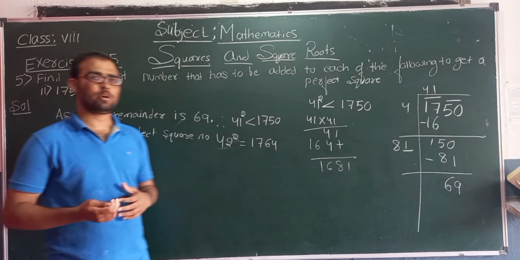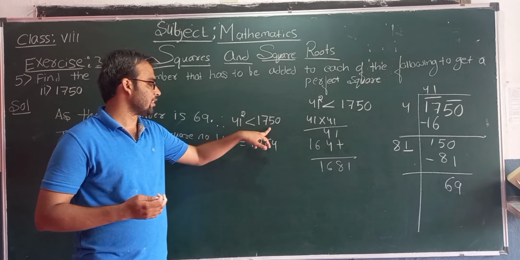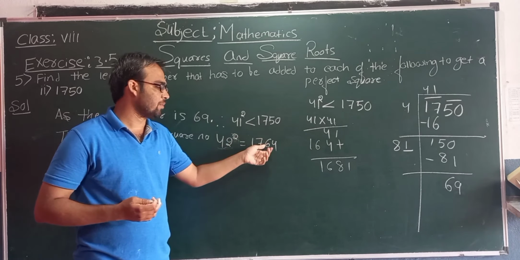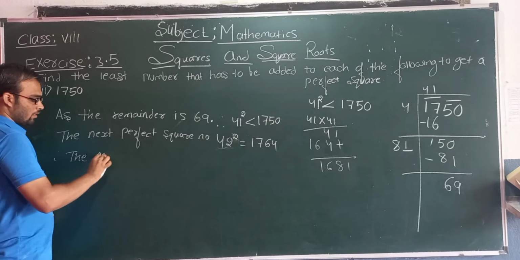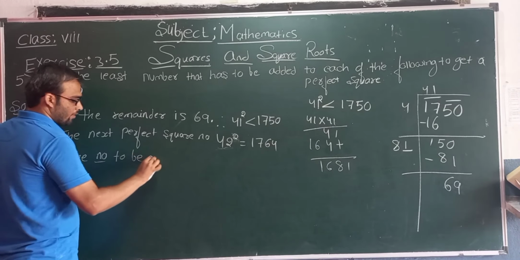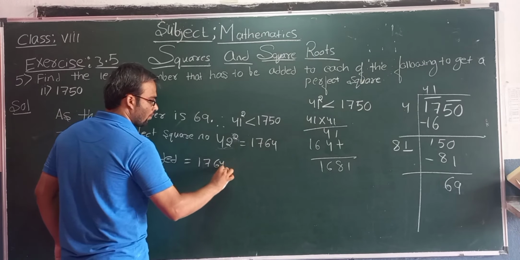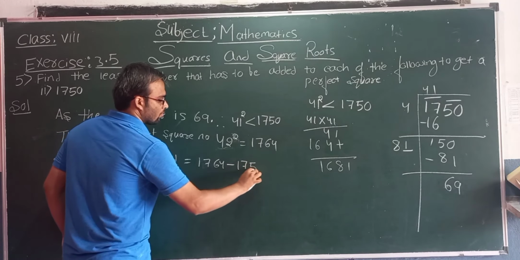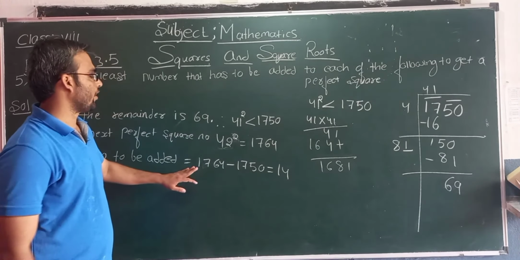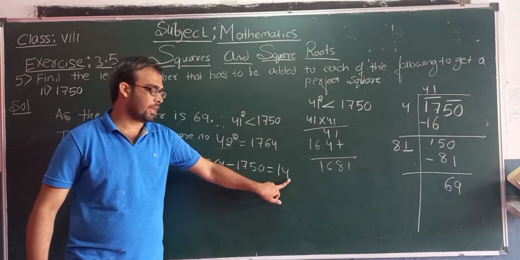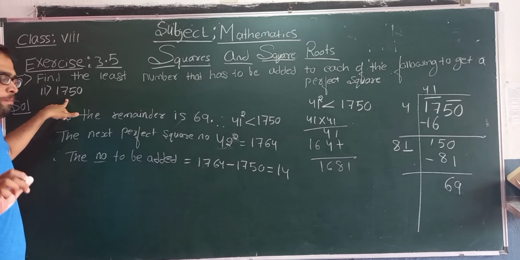Then how do we get the number which has to be added? Okay, so this is a perfect square. So here 41 square is what? Lesser than this number. So when we subtract the given number from this one, we get the number. Okay, therefore the number to be added equals 1764 minus 1750. What is that? 14. Look at here, students. So what is meant by this? So when we add 14 to the given number, then we will get a perfect square.